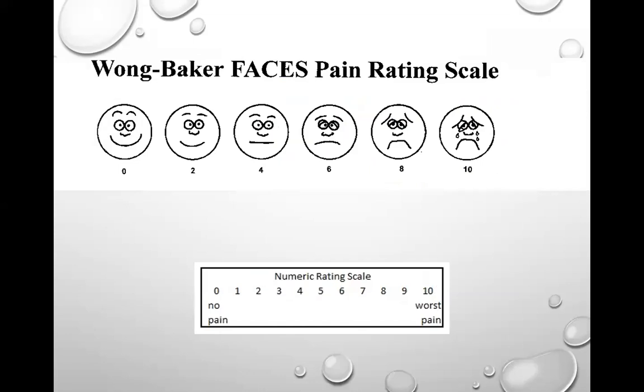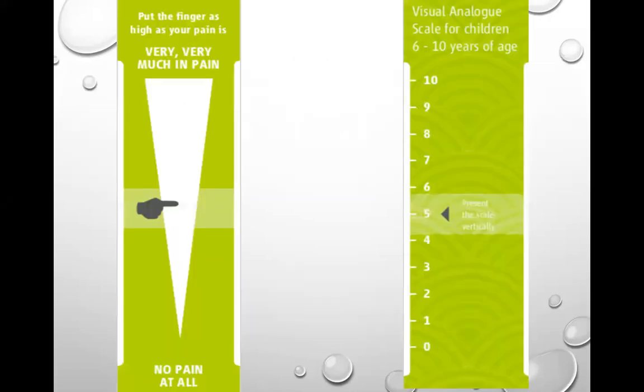This is how the Wong-Baker faces pain rating scale looks, and below is what a numeric rating scale looks like, where you can have numbers from 0 to 10, where 0 is no pain and 10 is the worst pain. The faces go from 0 to 10, and as the intensity of the pain increases, there's a frowning, with tears towards the end.